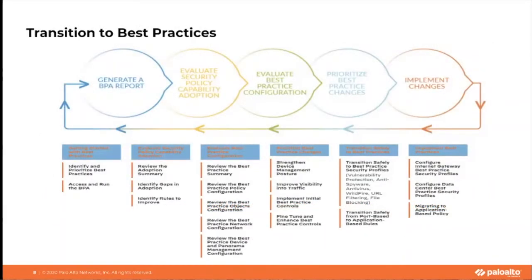So this is the complete flow of transition to the best practices. You will generate a BPA report, evaluate your security policy capability adoption based on the outcome of those reports, evaluate your best practice configuration, and then prioritize the best practice changes and implement these changes. And then run BPA again to measure the progress and prioritize the next set of security improvements.